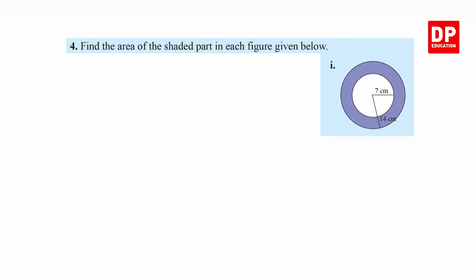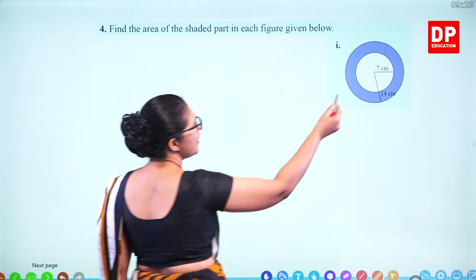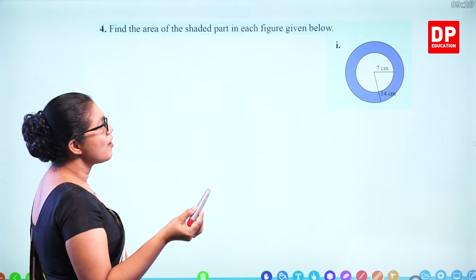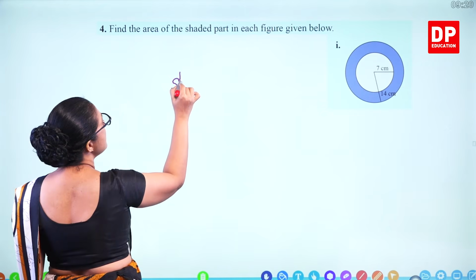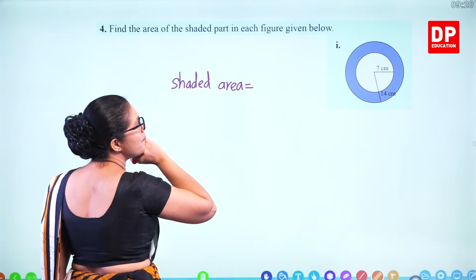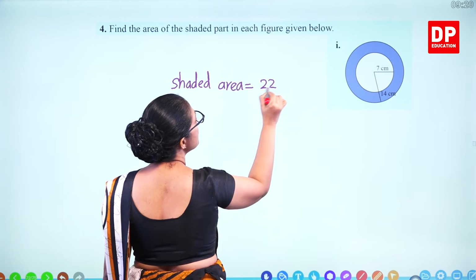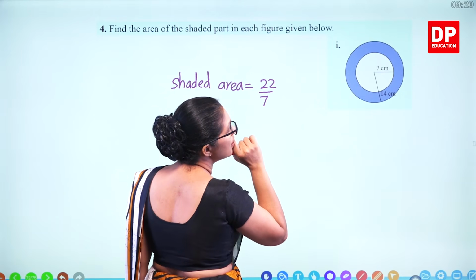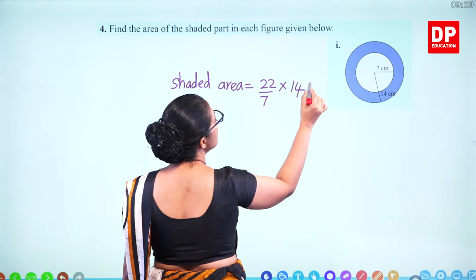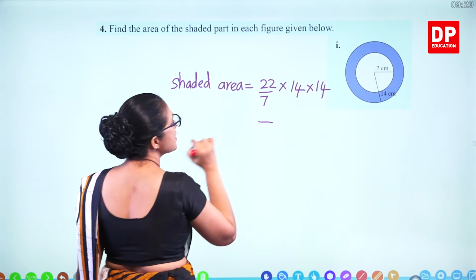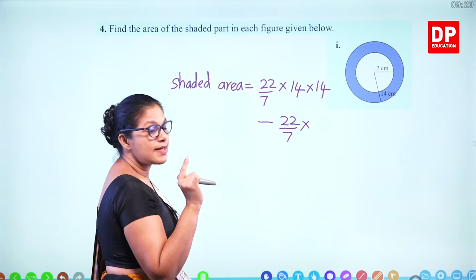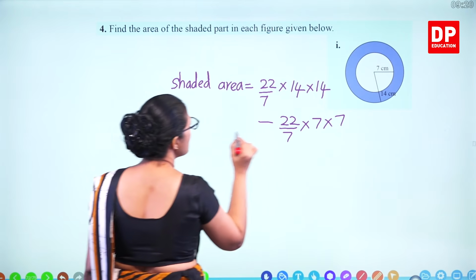Find the area of the shaded part in each figure given below. So how do you find out the area? You can find the area of the bigger circle minus the area of the smaller circle. So shaded area is equal to pi value 22/7. Bigger area, that means radius is 14. Pi r square minus again pi r square for the smaller one, radius 7. 7 into 7. Now simplify.